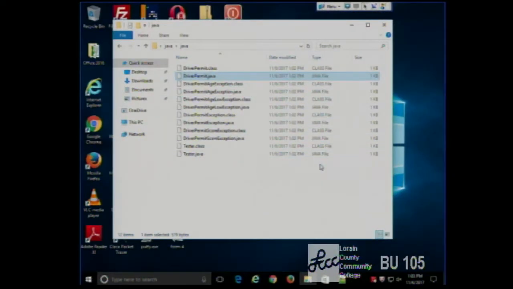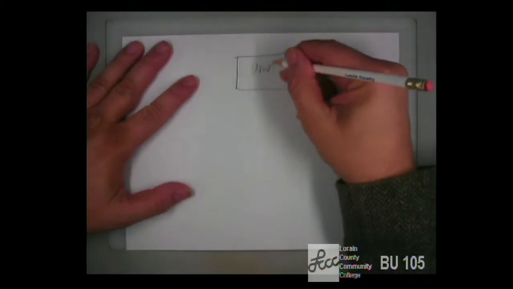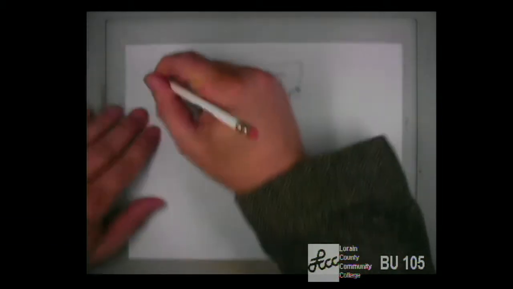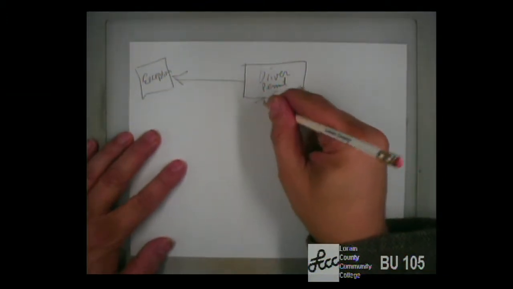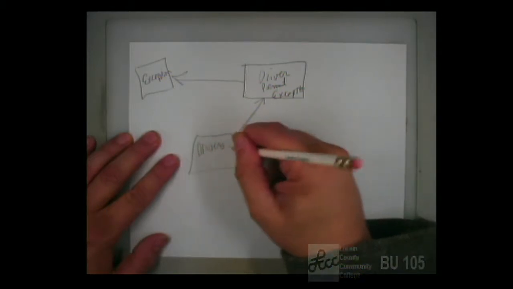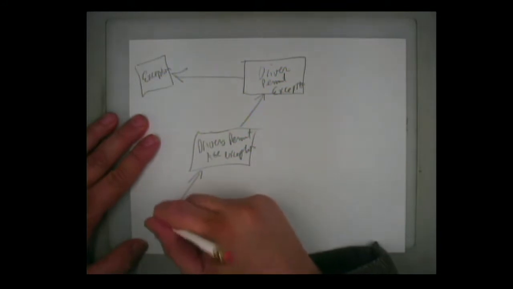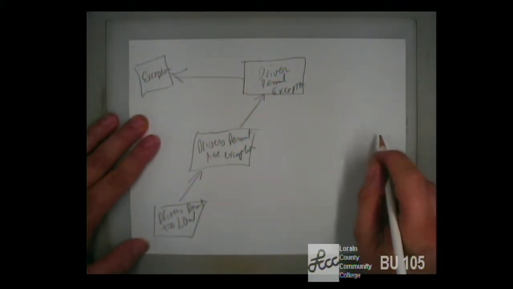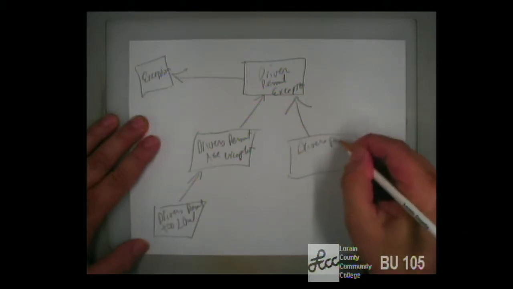So if we were to look at the exception classes I created, they would look something like this. I have at the root a driver's permit exception, which is a subclass of Java's own exception class. I have inheriting from that a driver's permit age exception and a driver's permit too low exception. I also have inheriting from that a driver's permit score exception.